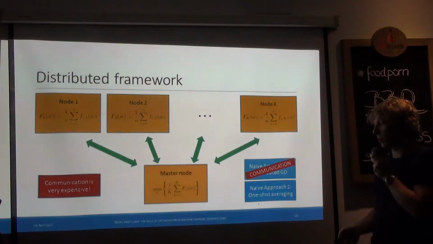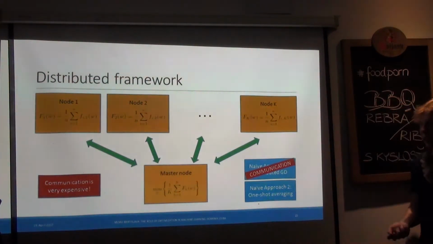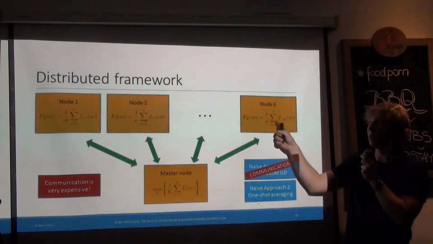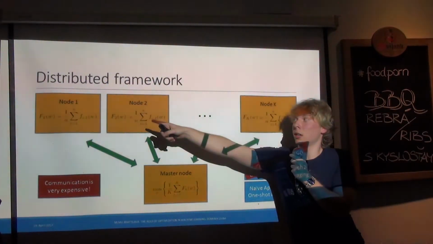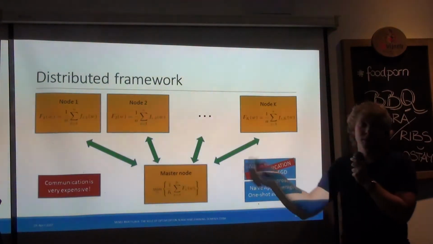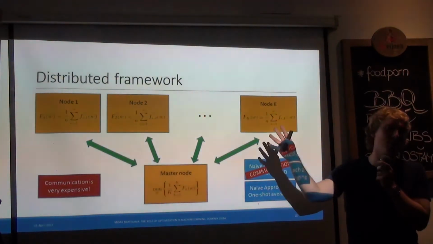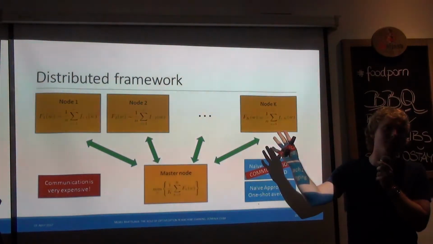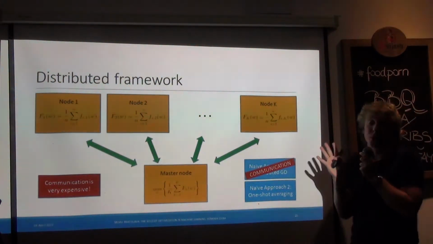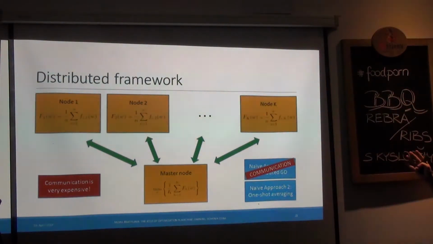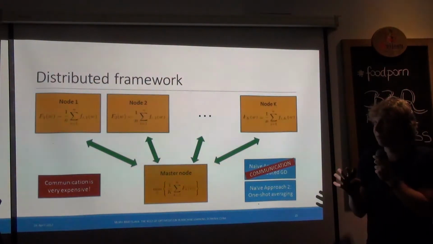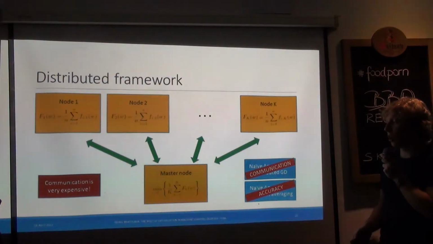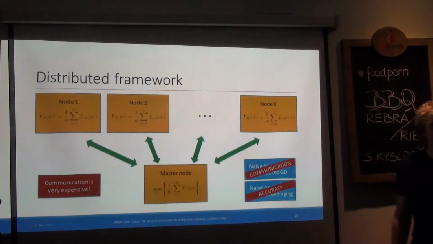The second naive approach is the so-called one-shot averaging, which means that let's just find the optimum here, find the optimum here, here, communicate the optimum, and just take the average of them and hope that it's going to be fine. There's not much more you can do than hope, because it's going to be bad, usually. But sometimes it can be good. So the accuracy of those predictions is actually quite bad.